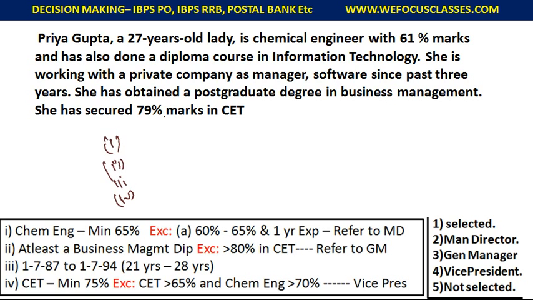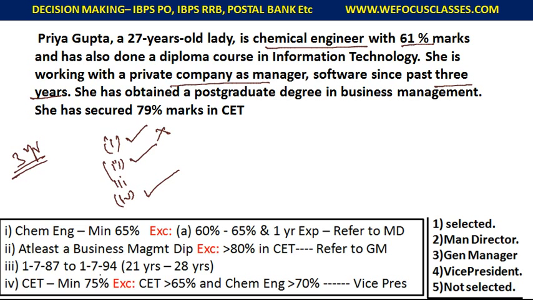She has secured 79% marks in set. Set we need only 75%, but she has got more than that. So fourth condition fulfilled. And she is a chemical engineer, so first condition fulfilled, but with 61% marks there is a problem. And she has work experience of 3 years, that is okay, in a private company as a manager. We need just an experience, whether she is working for software or something else, it is not a problem. She has obtained a postgraduate degree in business management, second condition fulfilled.